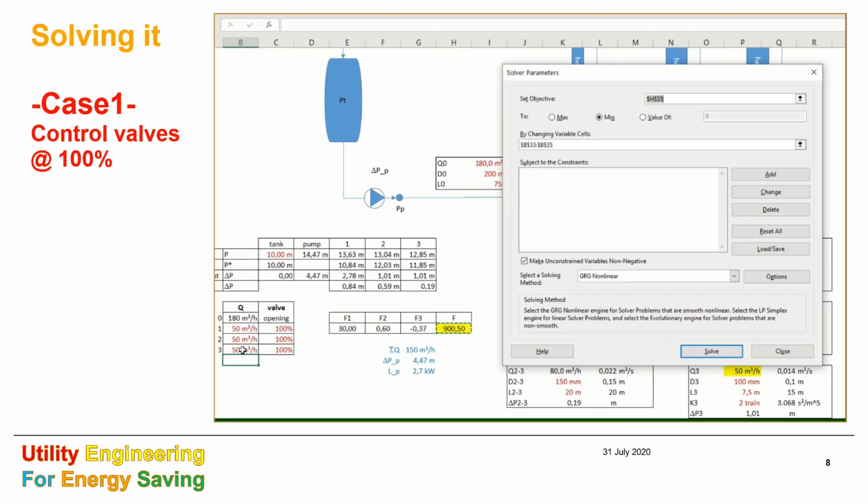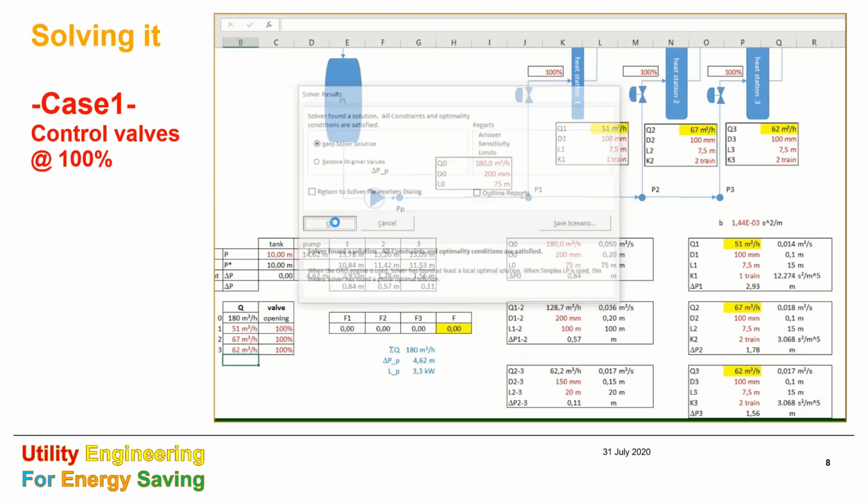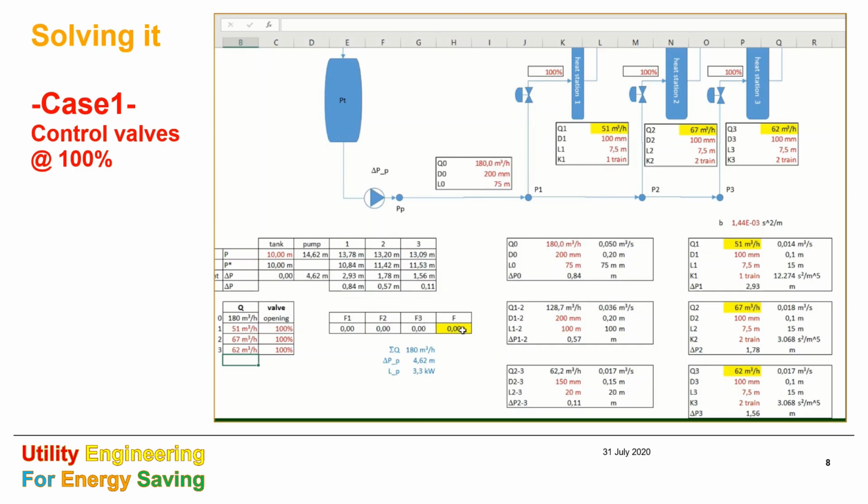Here we have only the guess values, so not the correct ones. A solution has been found, all the conditions are satisfied, and the objective cell is set to 0. Eventually, those are the searched flows, 51, 67, and 62 respectively for the three flows Q1, Q2 and Q3. And the delta P needed by the pump is 472 meters and the corresponding power 3.3 kilowatts.